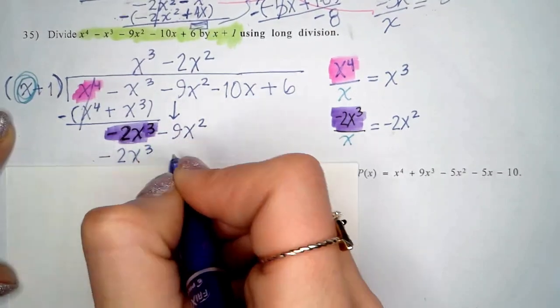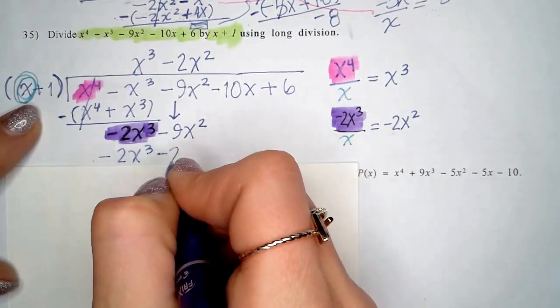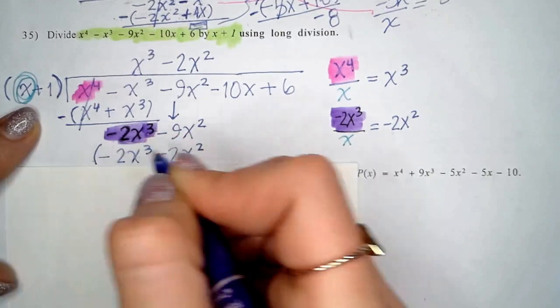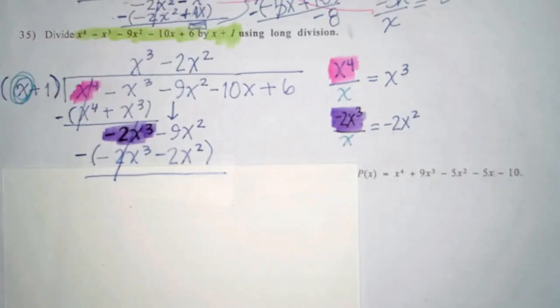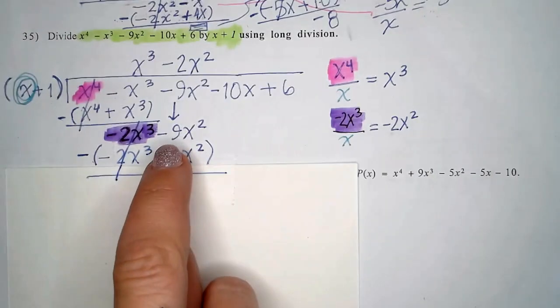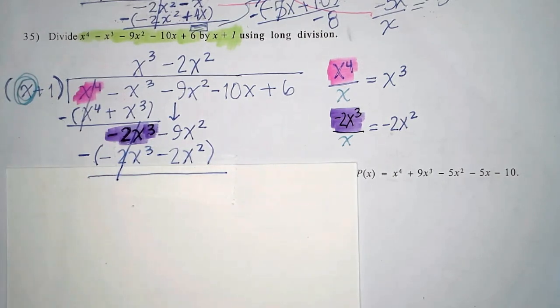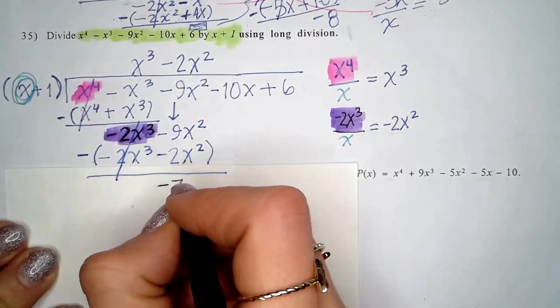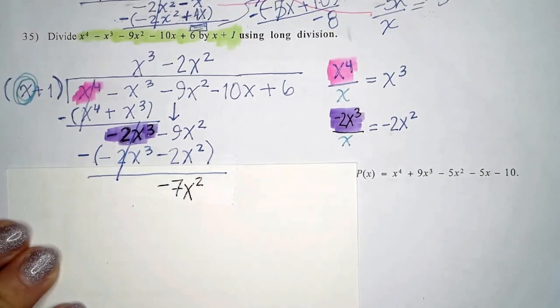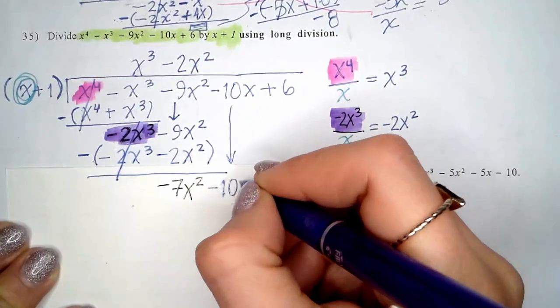Negative 2x cubed minus, well, it's negative 2x squared times positive 1, so minus 2x squared. And then we always say, parentheses, minus sign, underline, cancel, right? Next, what is negative 9x squared minus negative, which means plus. So it's negative 9 plus 2. Good, negative 7x squared. What do I do next? Before I can continue. Good, we bring down the negative 10x.